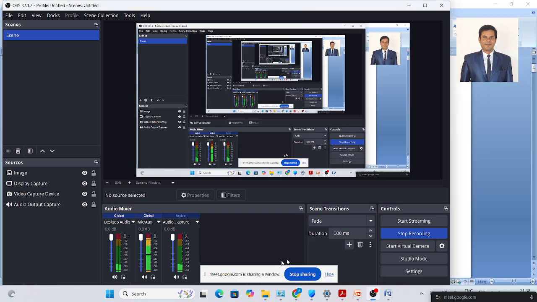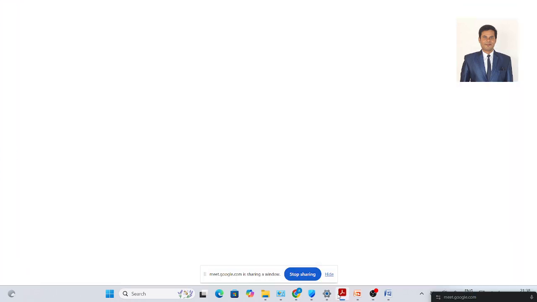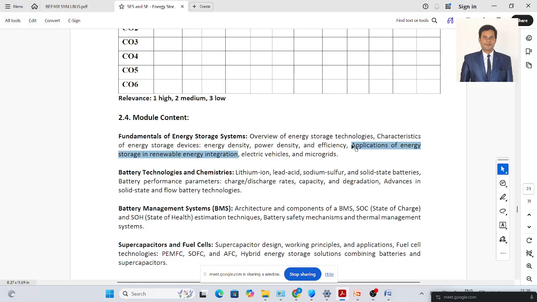Okay, no problem. So we will go to the applications, because in the syllabus they may ask you in the exams the applications of energy storage in the renewable energy integrations, right? What are the applications of energy storage? How it is utilized for electric vehicles and also in the microgrids.